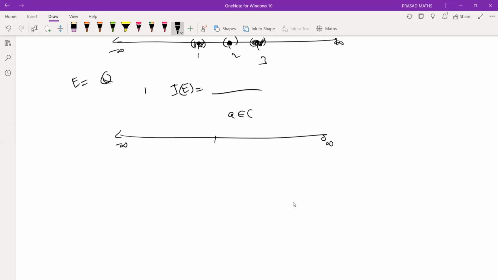If you take any rational, is it an isolated point? No, because any neighborhood you take contains at least one rational other than the point A itself. Therefore, A is a limit point. Yes or no? A is a limit point of E. Why? Because any neighborhood you draw around A contains at least one point other than A. Therefore, A is a limit point, which means A cannot be an isolated point. Is it clear? So what are my isolated points? Empty set. Good.